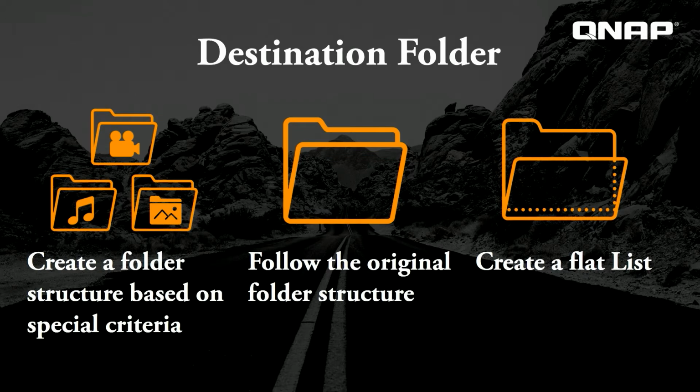Speaking of the destination folder, we have 3 different options. The first one is that you can create a folder structure based on special criteria. And the second one is that you can follow the original folder structure, which means after you move your files to another folder, it remains the same as the original folder structure. So if you have a folder named Joyce, you will have a folder named Joyce in the destination folder. And the last one is create a flat list, which means that you can just move your files into the destination folder you choose.